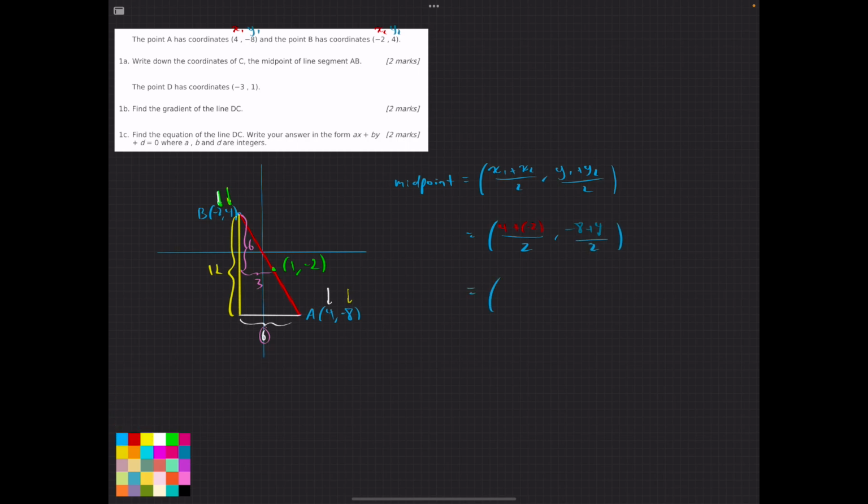Simplifying a little, we have 4 plus -2 is going to be 2 over 2. -8 plus 4 is going to be -4 over 2, and then once again 2 over 2 is 1. -4 over 2 is going to be -2. And that is reassuring because that's the same value we found here. So the midpoint of the line segment AB is 1, -2.